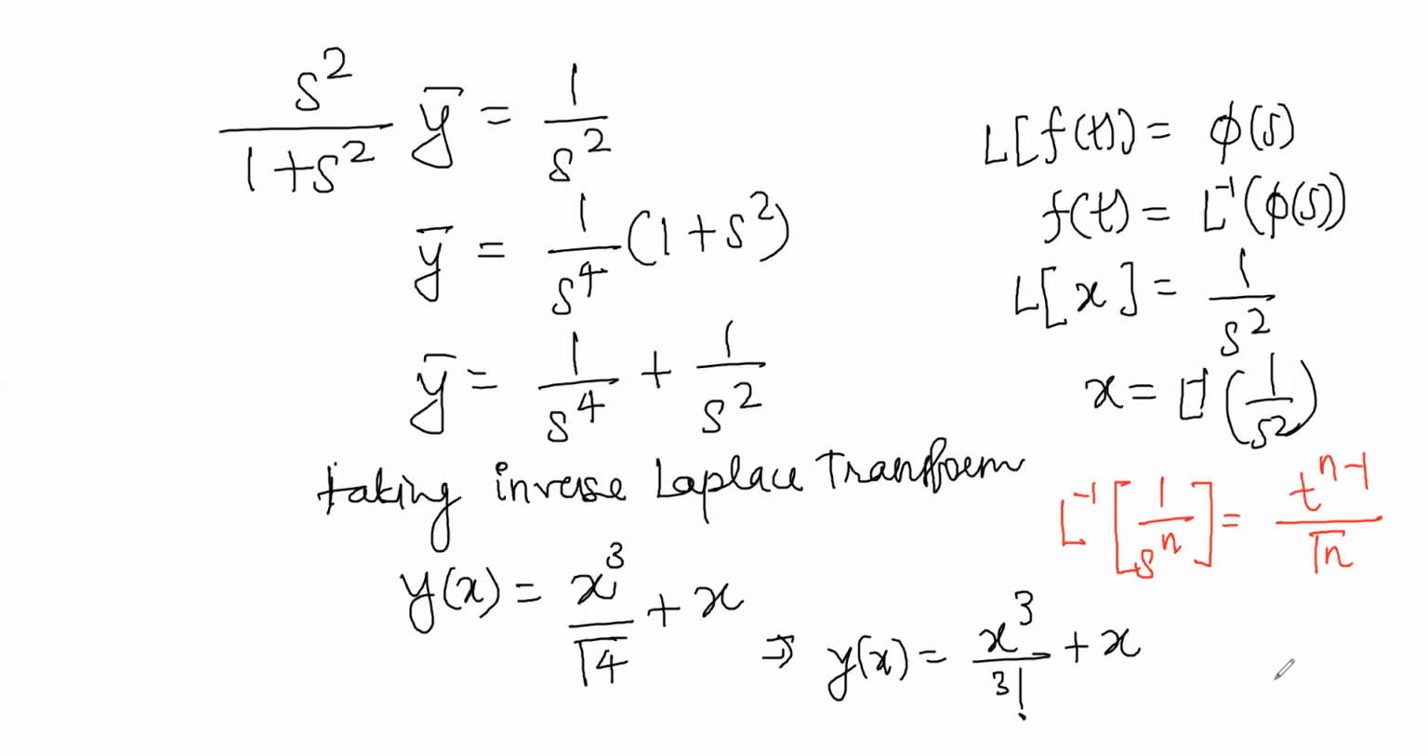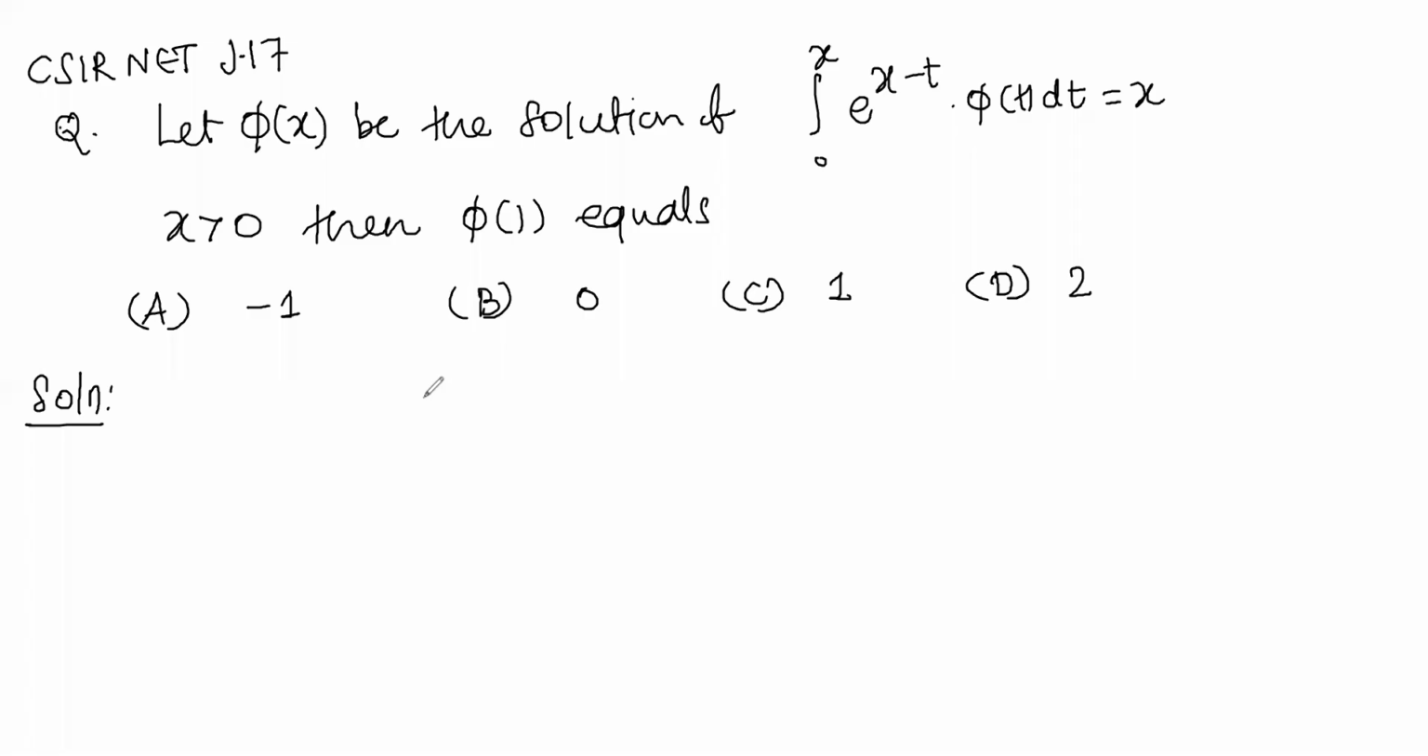Now let's solve one more. This problem is coming from CSIR-NET June 2017, and they had given: let phi of x be the solution of the integral from 0 to x of e power x minus t into phi of t dt equals x. Then they need the value of phi of 1. Quite easy to solve.